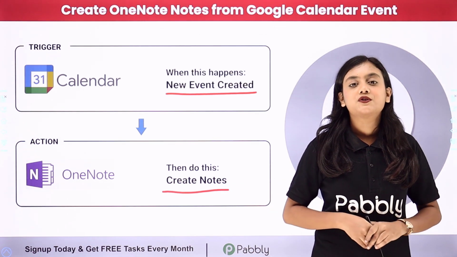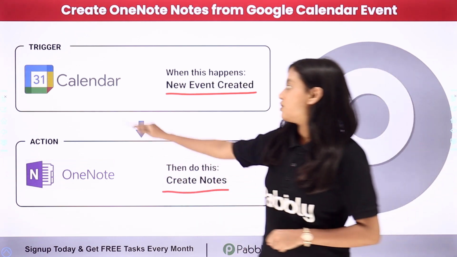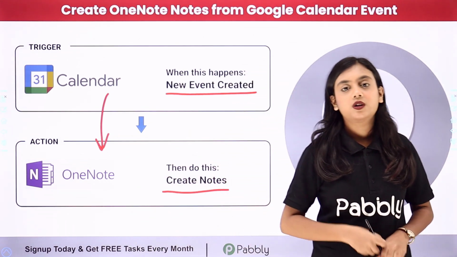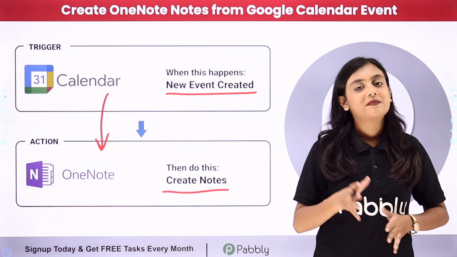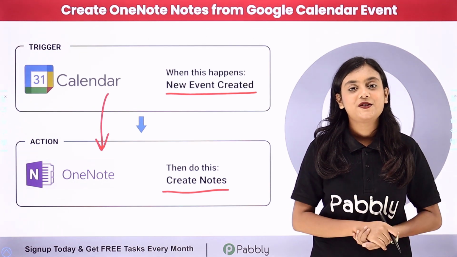For that, we are going to simply create an automation between Google Calendar and OneNote with the help of Pabbly Connect. If you want to learn how to do this amazing automation, then let me take you to my screen.